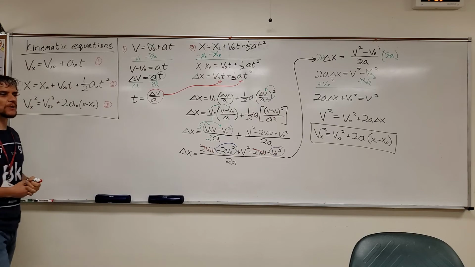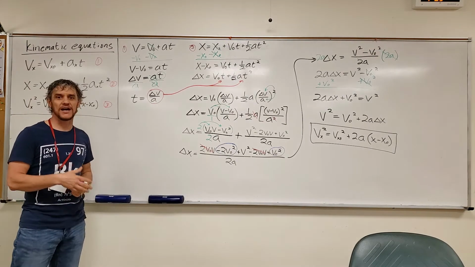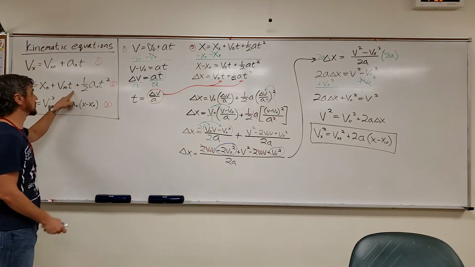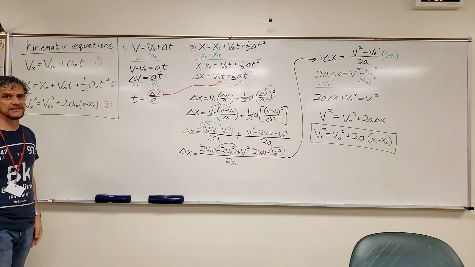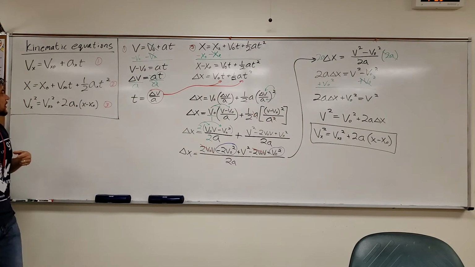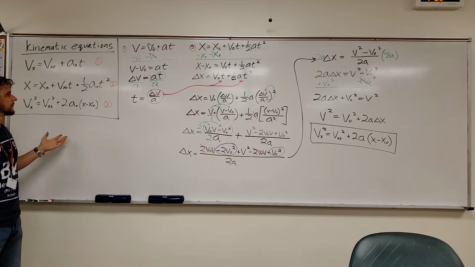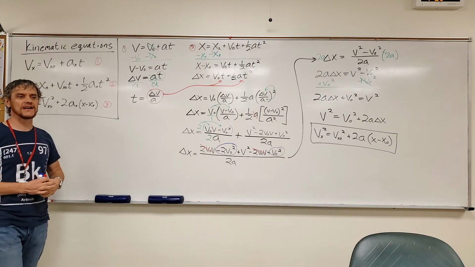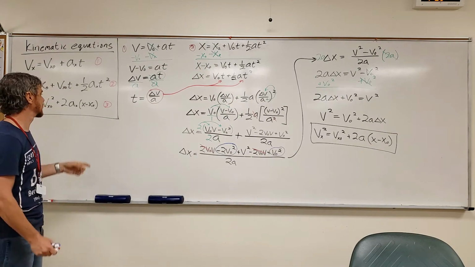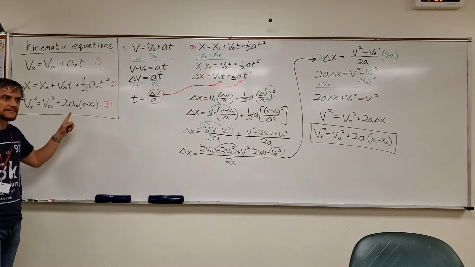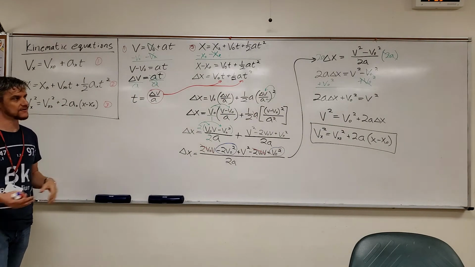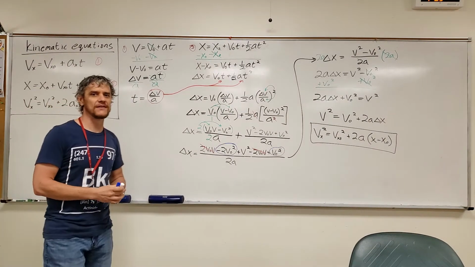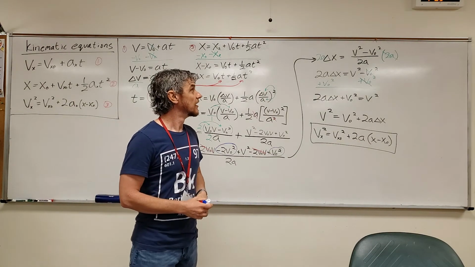If we have a problem where we're not given the final velocity and we're not asked to find the final velocity, we're probably going to use number 2 because it doesn't have final velocity in it. If we have a problem where we're not asked to calculate time and we don't have any information about the time, then we would use kinematic equation number 3, again, because it has no time in it. So that's the purpose for having the 3 different kinematic equations.